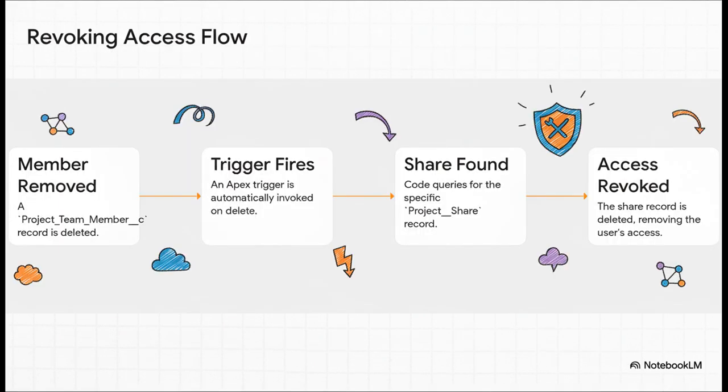So you see the beauty of this? The system completely manages itself. When a team member record is deleted, the trigger fires, our code finds its own share record, thanks to our custom RowCause, and deletes it. Access is immediately and automatically revoked. It's always perfectly in sync.